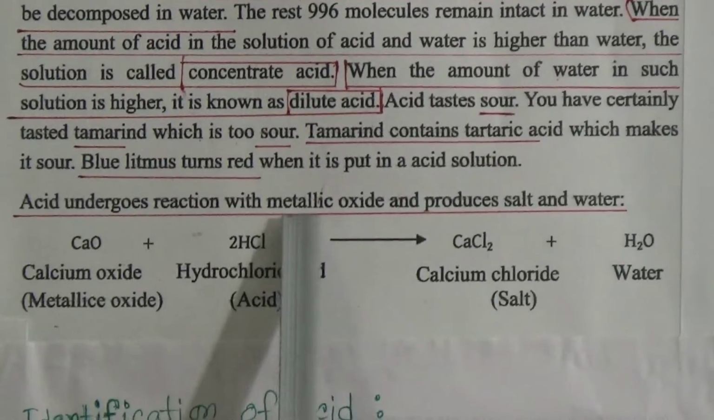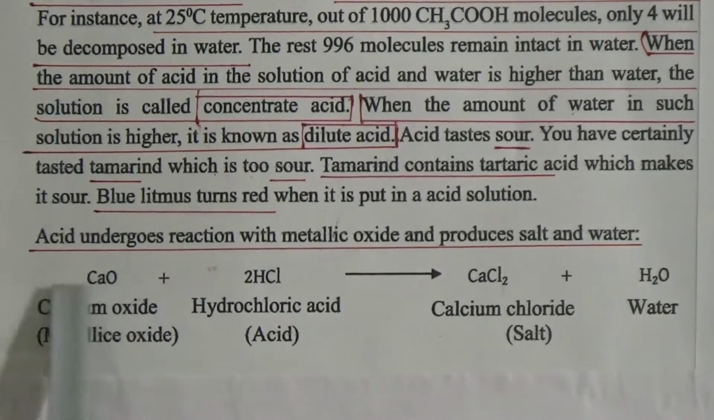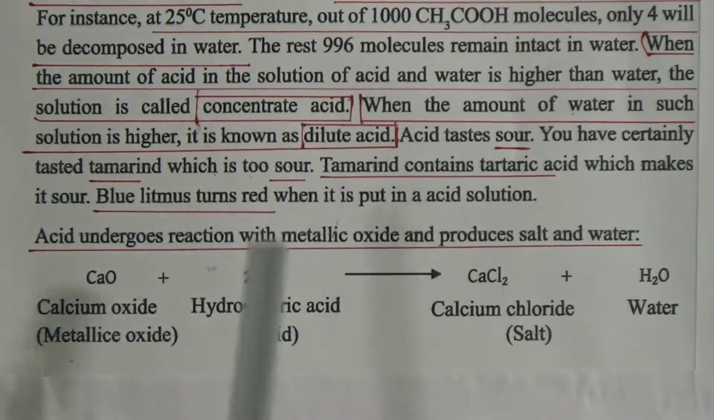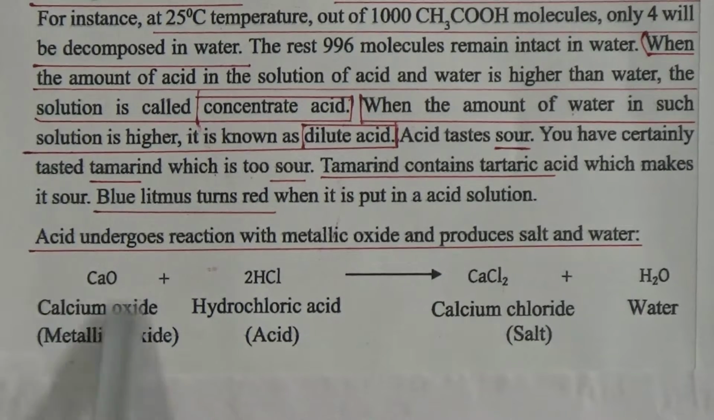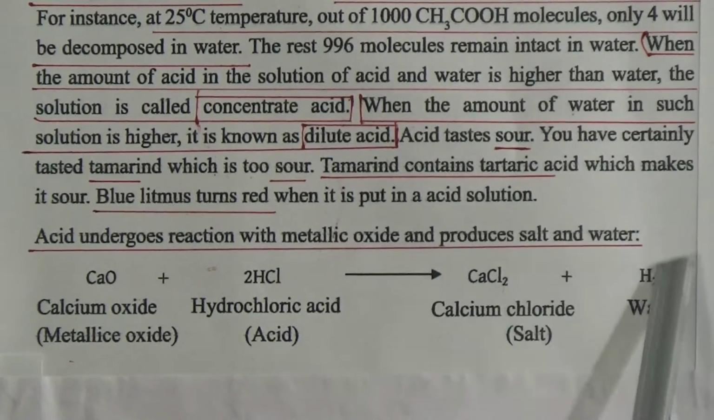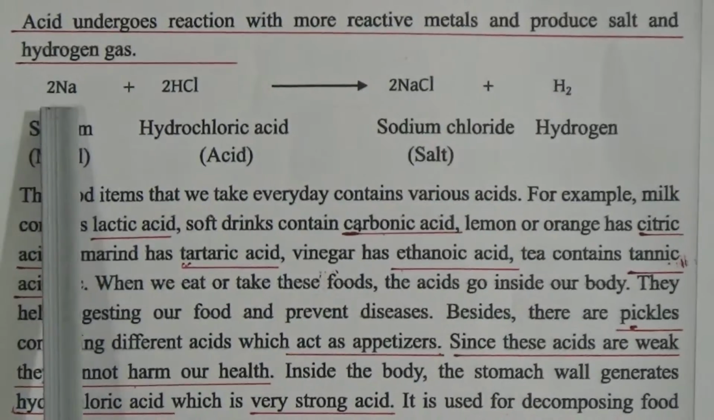Acid undergoes reaction with metallic oxide and produces salt and water. That means when acid reacts with metallic oxide, that time it will produce salt and water. Look, this is calcium oxide, and this is hydrochloric acid, producing calcium chloride and water.